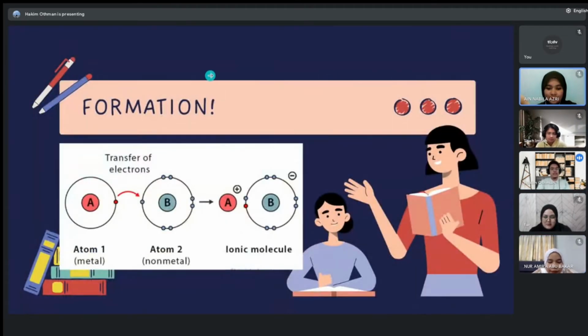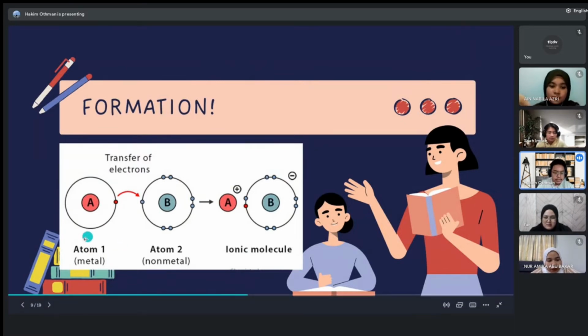Okay. Now, the formation of ionic bond. As you guys can see, atom 1 is a metal and atom 2 is a non-metal. Atom 1 will transfer its electron to atom 2, and atom 1 becomes a cation, and atom 2 becomes an anion, and they both have achieved a stable electron arrangement, and they will form an ionic compound.